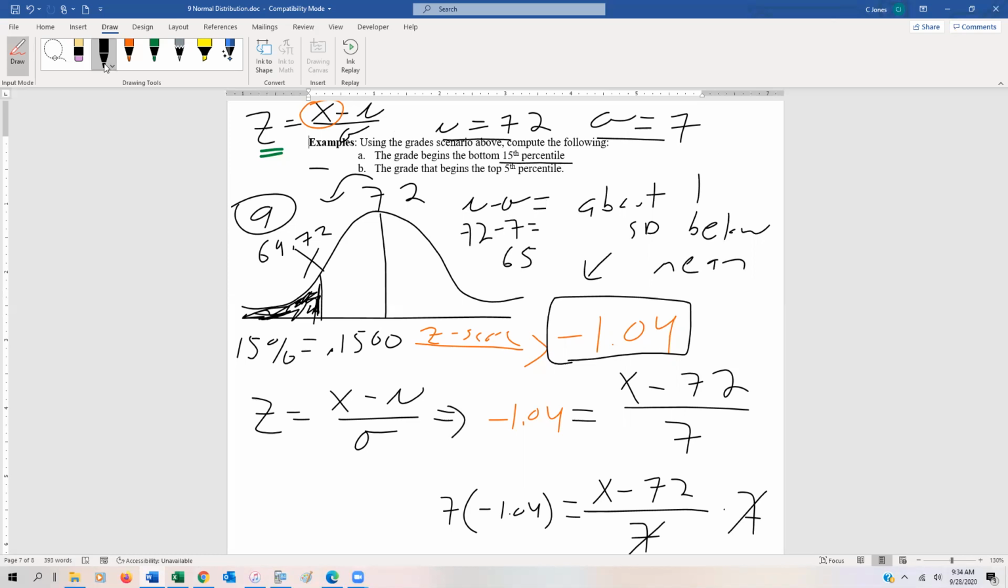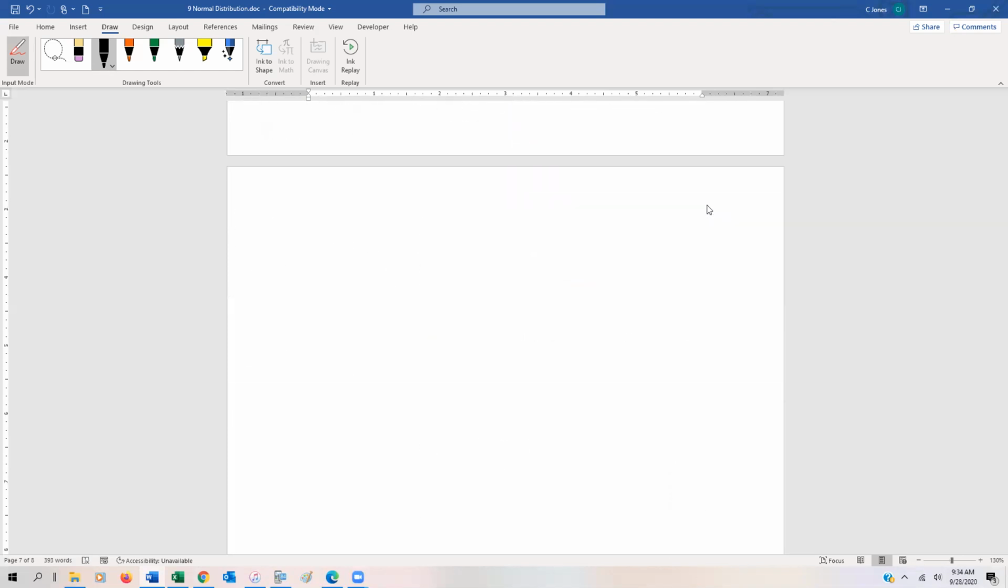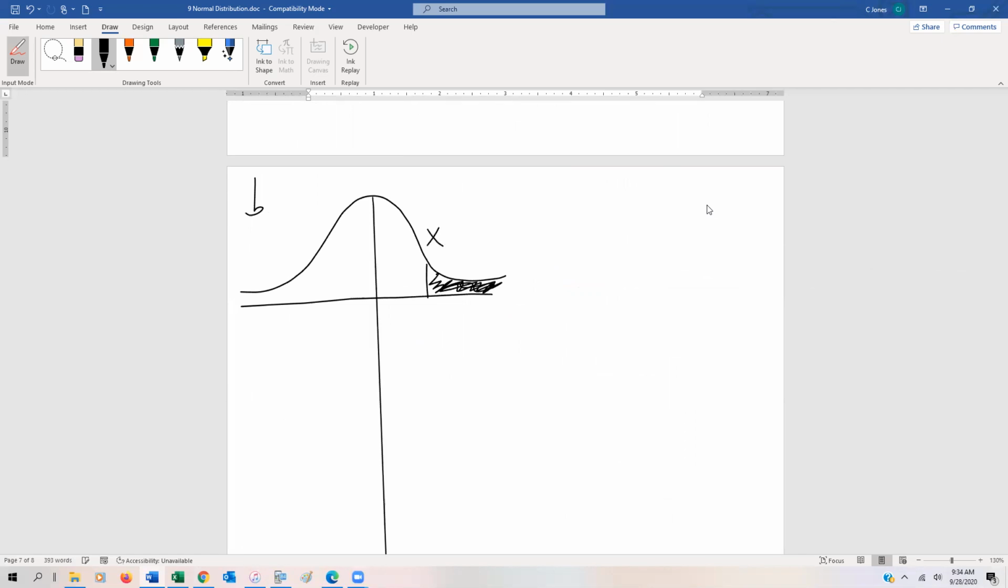All right, now, a secondary example. We want to figure out the grade that begins the top 5th percentile. All right, so let's kind of get an idea of what that looks like. So top 5th percentile is going to be on the right side of the graph. So here's our graph. And here's our top 5th percentile. All right, so here's x, and we have our mean, which is 72.